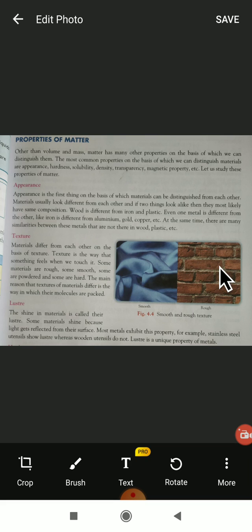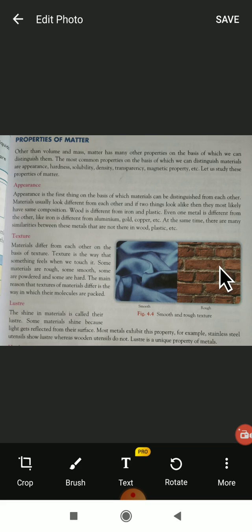Yes, materials usually look different from each other. See, all the materials will not look the same. They are different from each other here. And if two things look alike, then they most likely have the same composition. If you are seeing any two materials in a similar way, then they even have the same composition.